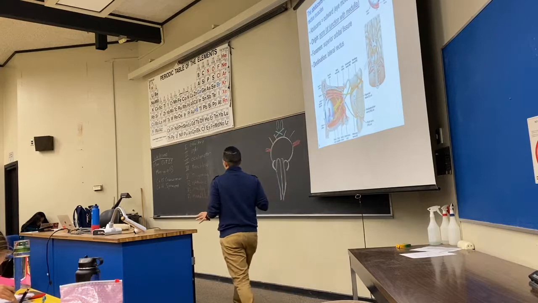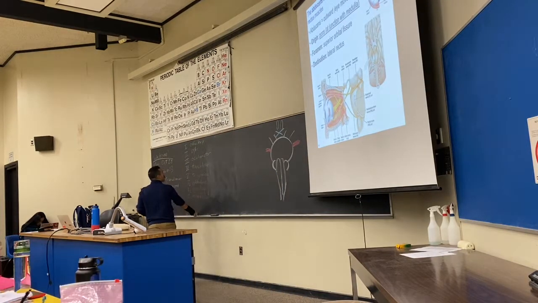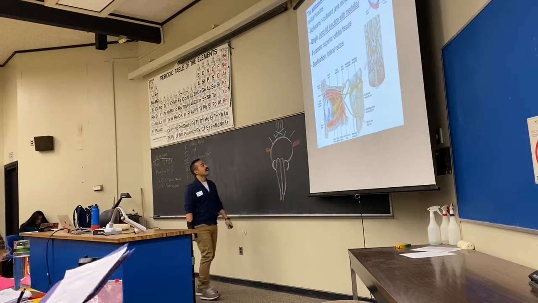All right, that was all trigeminal. Next one is the abducens. This is our last one that controls the eye.